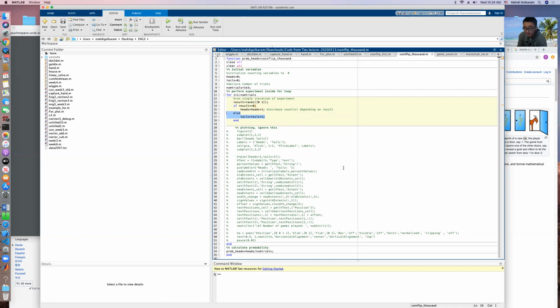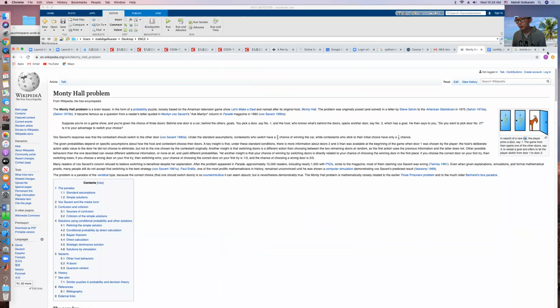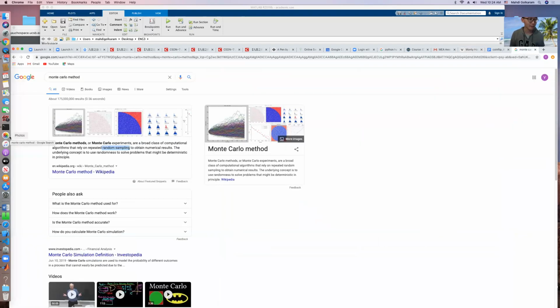Okay, so let's go through this. First we clear and close all, which closes all figures and clears all variables. We initialize two variables called heads and tails, and we set the number of trials to be 1,000. Here we are doing something called a Monte Carlo method. Since some of you may not know what that is, let's Google it.